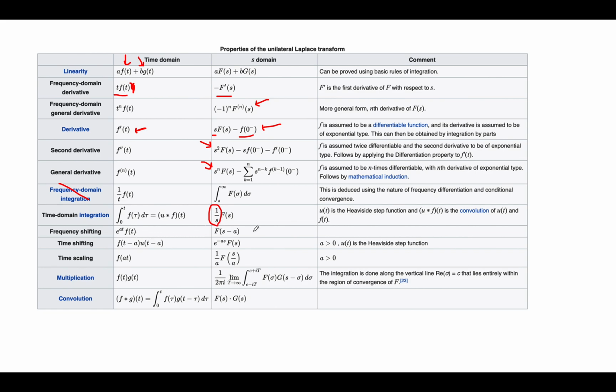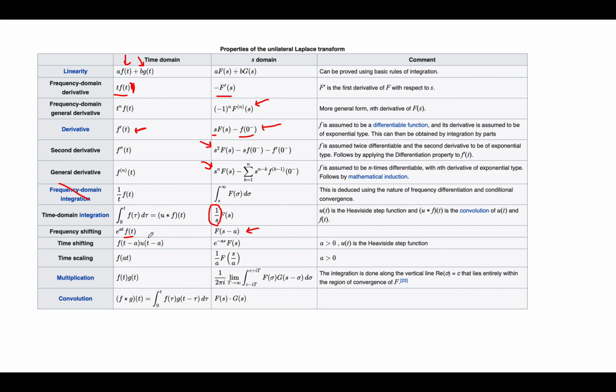Frequency shifting, so if we have f of s minus a, that came from taking a function f of t that would generate the transform f of s and multiplying it by e to the at. Time shifting, I have some function, and instead of a function of t, it's a function of t minus a. That comes across as whatever the transform of f of t would have been times e to the minus as.